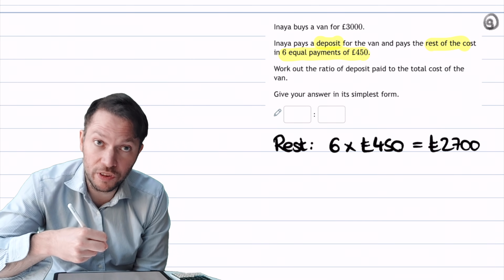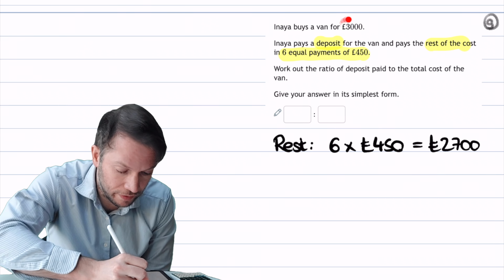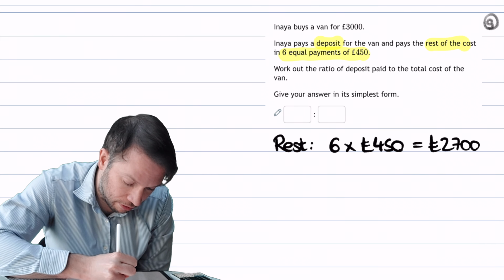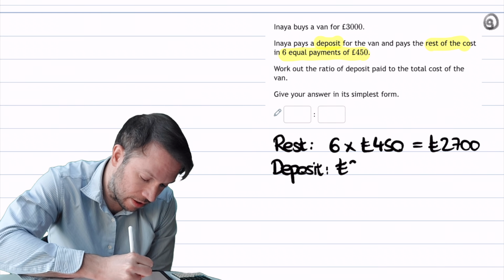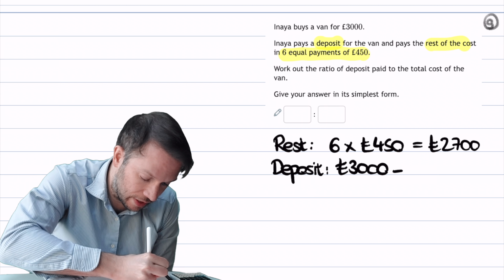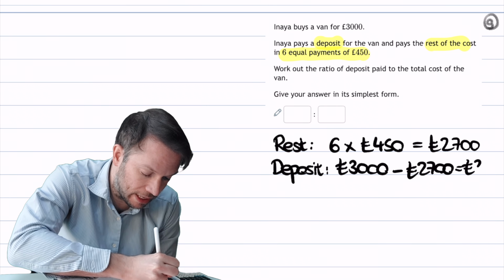And we said the rest was a deposit that you paid straight away. So if the total cost was £3,000, we just do £3,000 subtract the £2,700, and that is equal to £300.